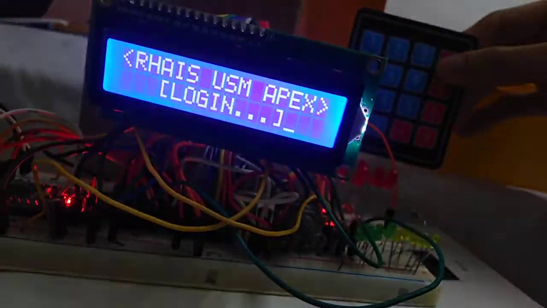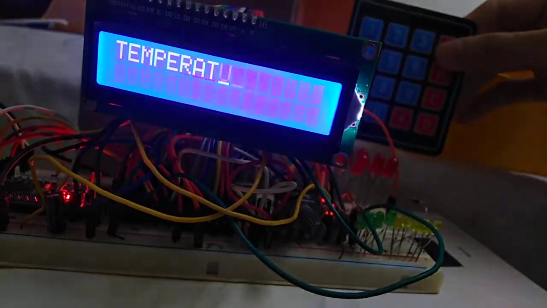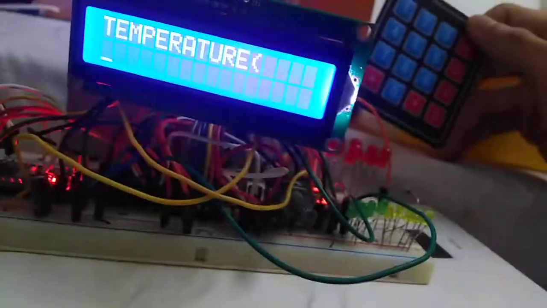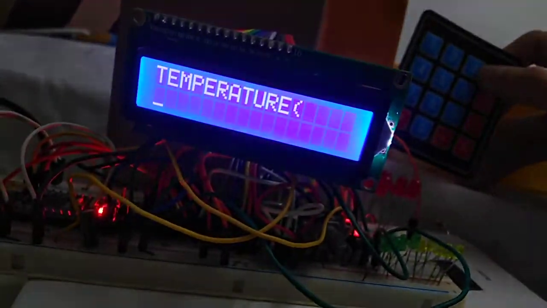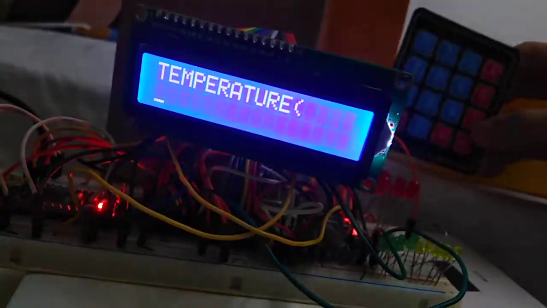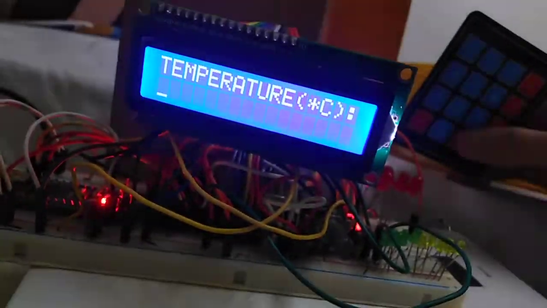The RHAIS USM Apex login is displayed. For a successful login, all 5 LEDs light up 5 times. For temperature, I think there is an LCD problem, so some of the words are garbled, so I use refresh. We can reload again, and temperature is in degrees Celsius.